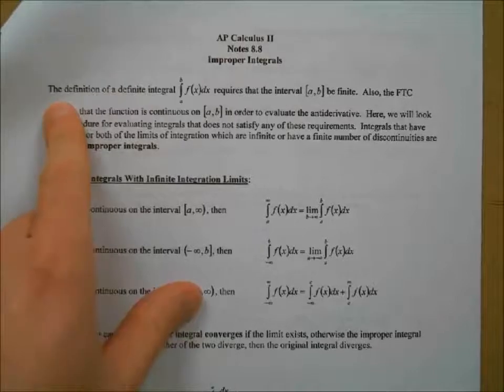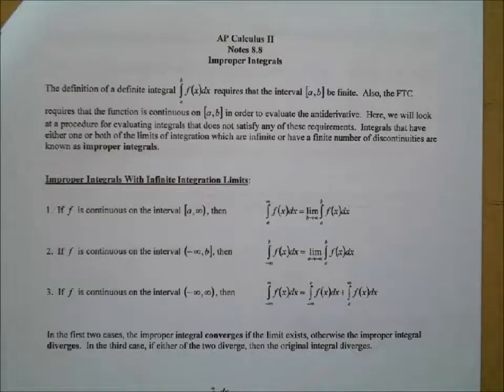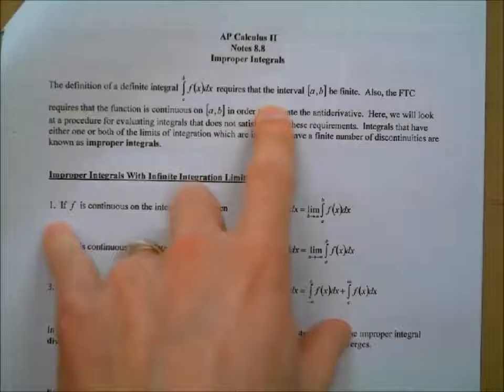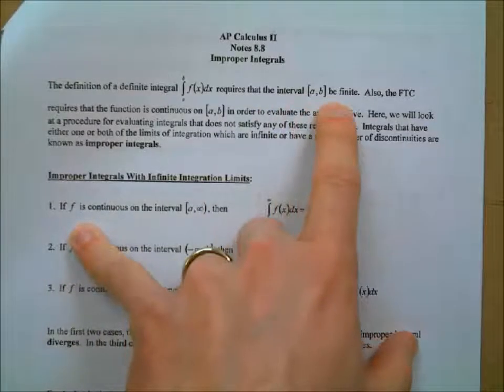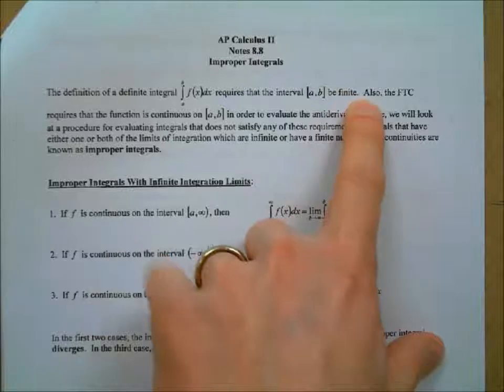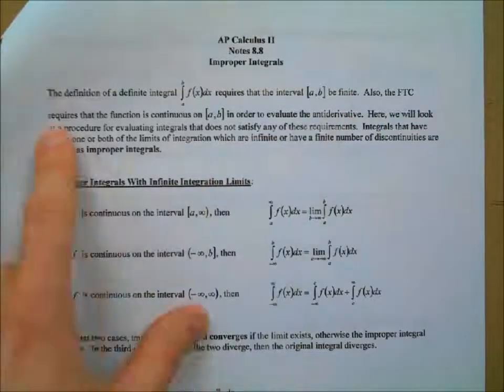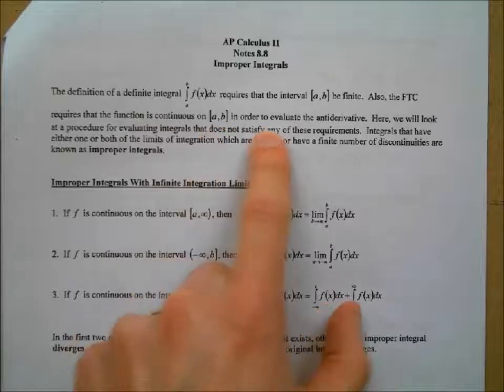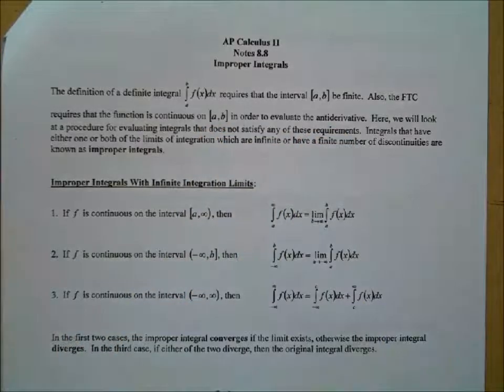The definition of a definite integral, the integral from a to b of f of x dx, requires that the interval over a to b be finite. Also, the fundamental theorem of calculus requires that the function is continuous on a to b in order to evaluate the antiderivative. Here, though, we're going to look at a procedure that allows us to evaluate integrals that don't satisfy some of these requirements.